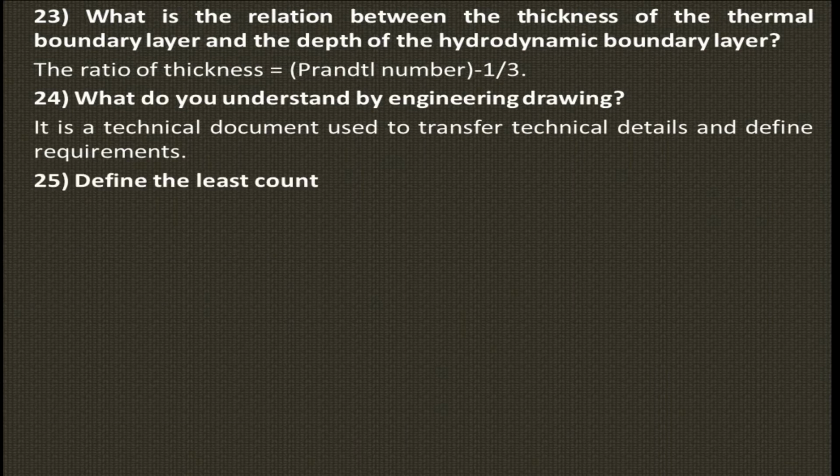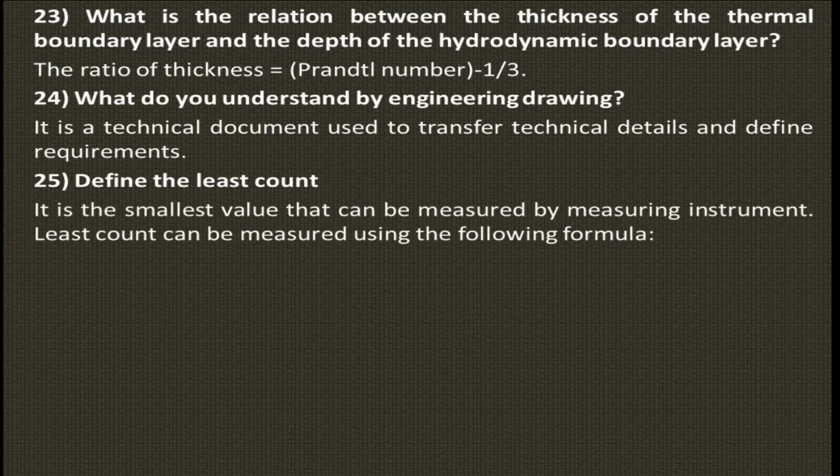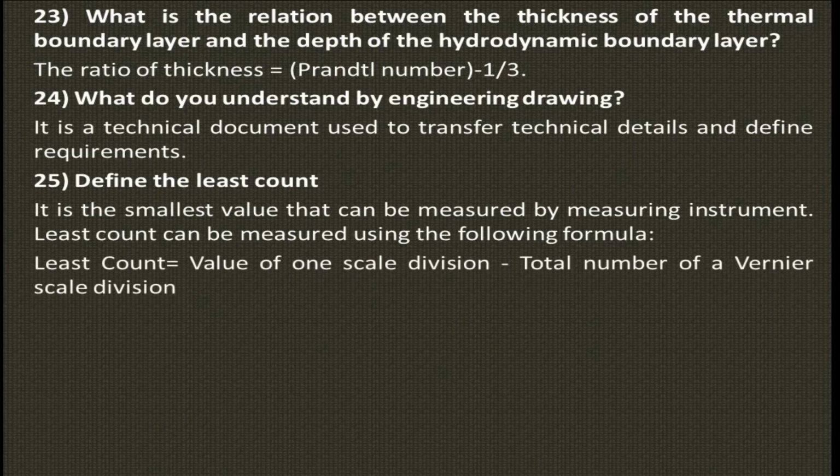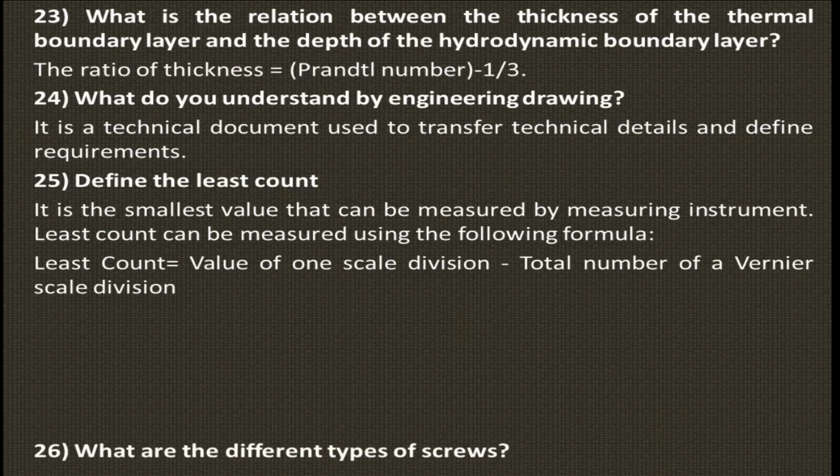Question number 25. Define the least count. It is the smallest value that can be measured by measuring instruments. Least count can be measured using the following formula. Least count is equal to value of one scale division minus total number of vernier scale divisions.